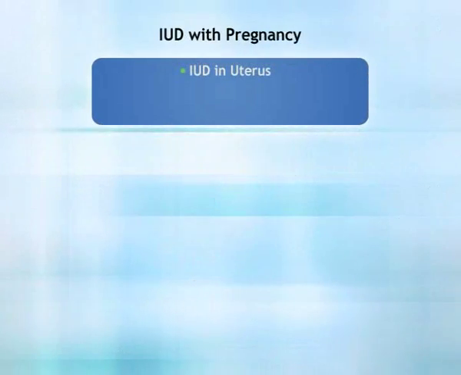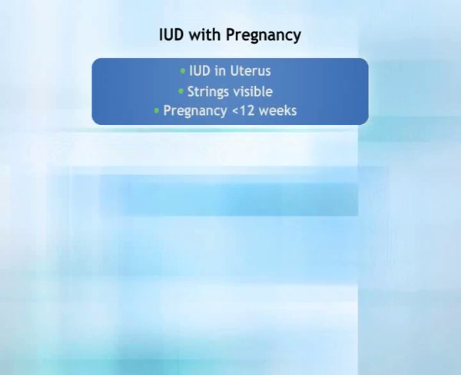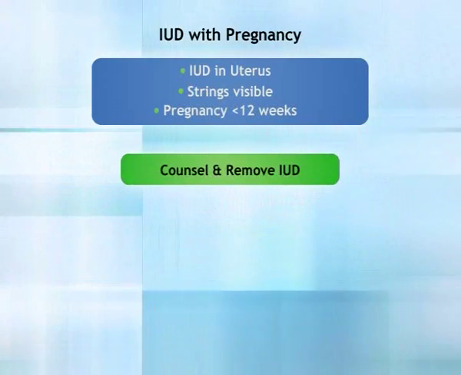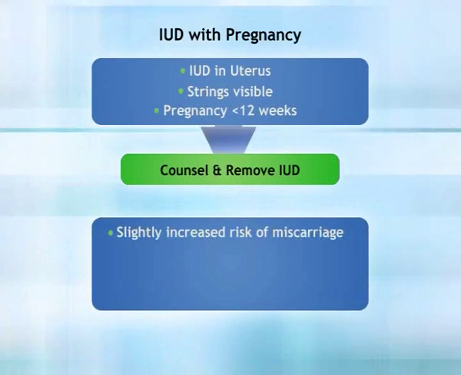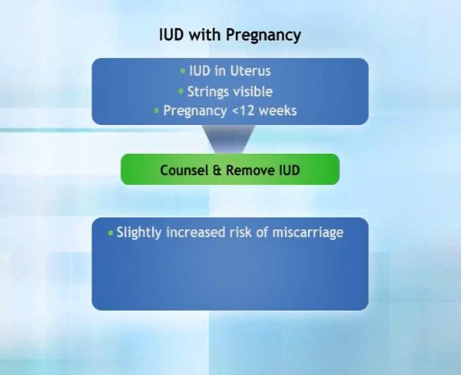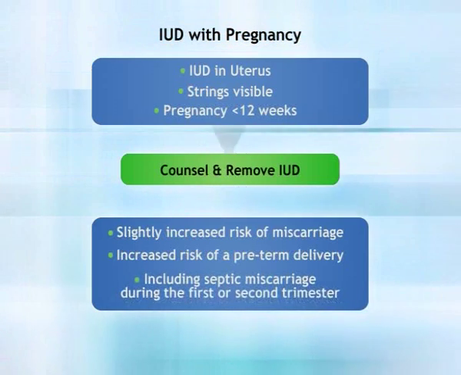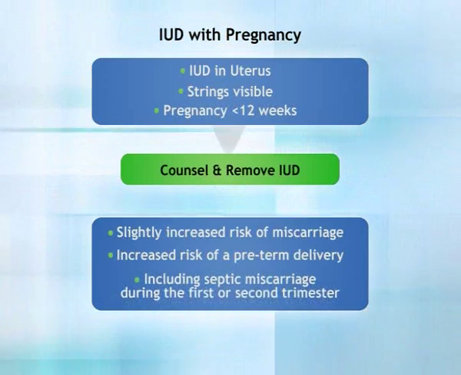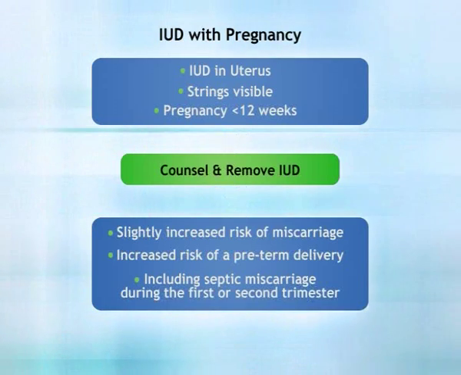If the IUD is in the uterus, the string is visible, and pregnancy is of less than 12 weeks, it is recommended that the IUD be removed, but the client must be first counseled regarding a slightly increased risk of miscarriage. She should also be informed that with the IUD in place, she has an increased risk of a preterm delivery or miscarriage, including septic miscarriage during the first or even the second trimester. This may be life-threatening to her.